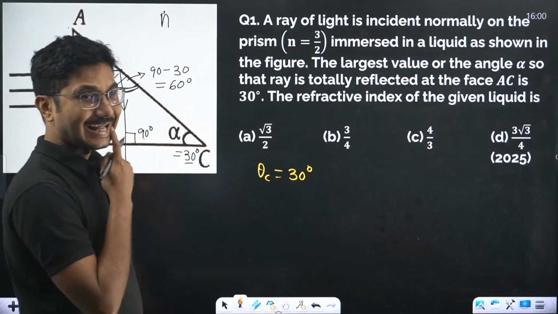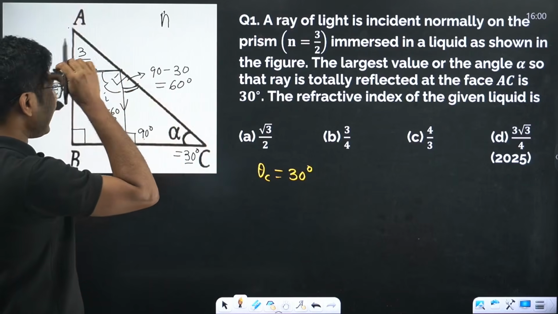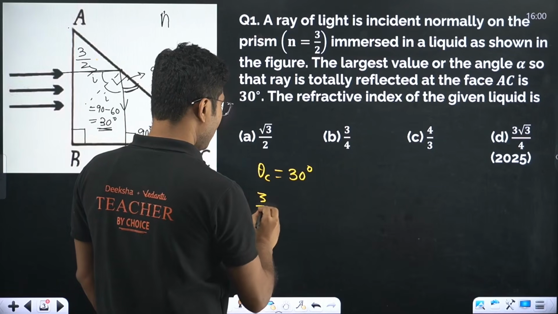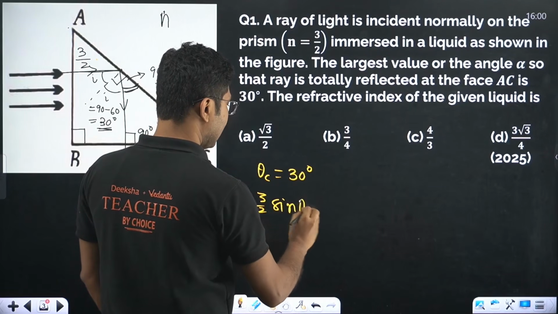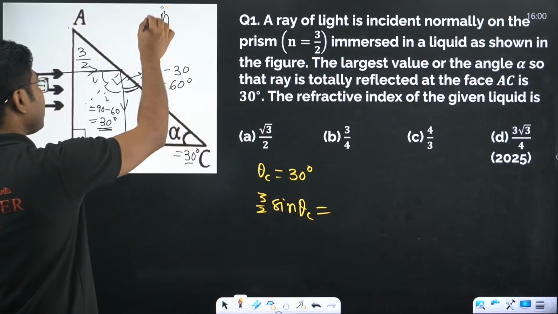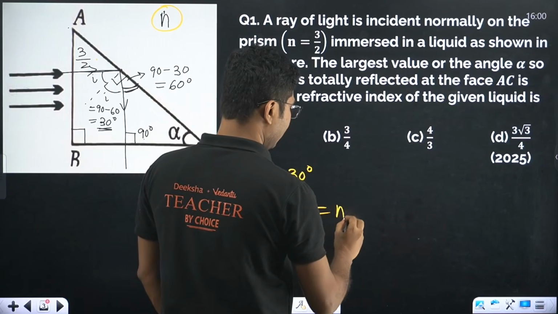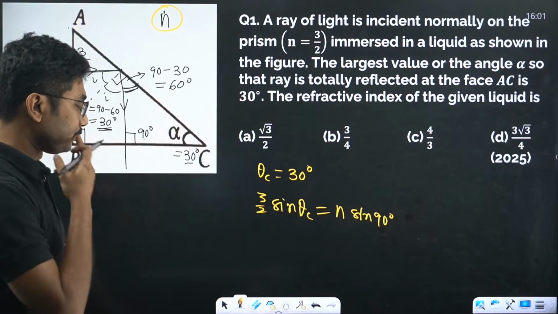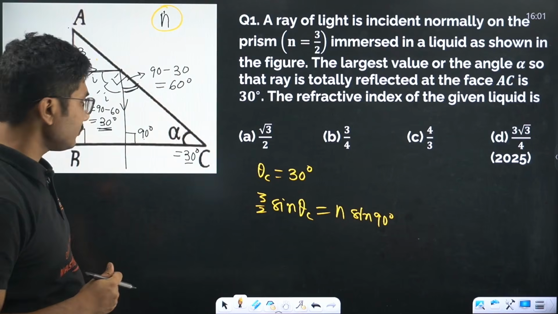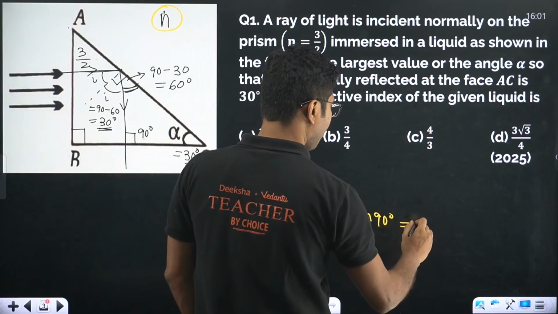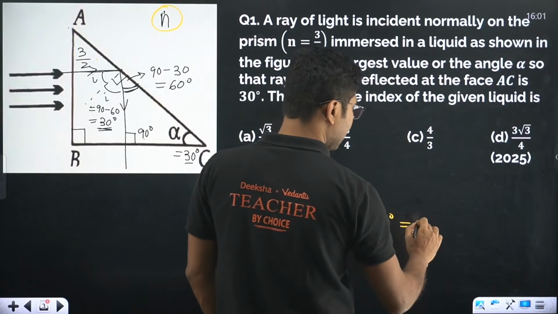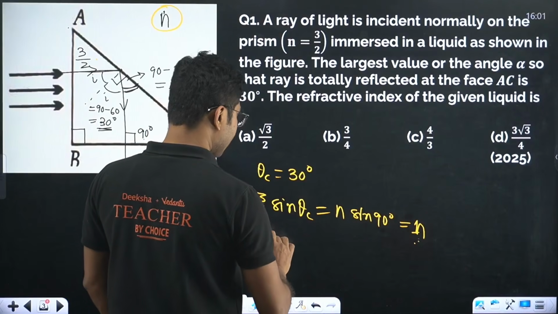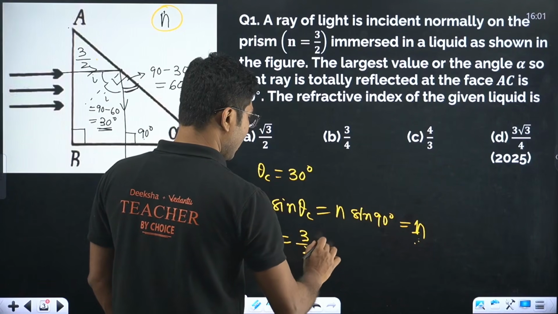If you know the critical angle, you know that the refractive index of this medium is 3/2. So 3/2 sine theta c equals the refractive index of the surrounding medium into sine 90. But sine 90 is 1, so this is equal to 1 into n, that is n. We are trying to find this value n, so let us find that. n equals 3/2 into sine theta c.